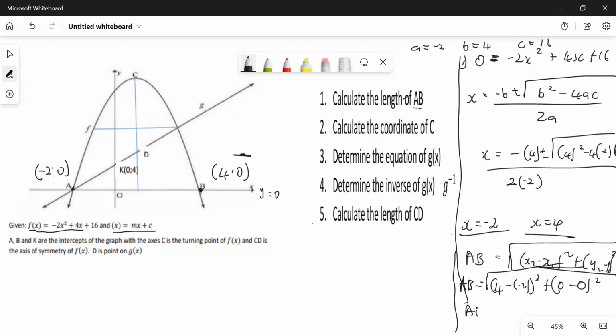And then if you type this in your calculator, you're going to get 6. So the length of AB is going to be equal to 6. Okay, we are done with the first one. Now, what do we want to do next?